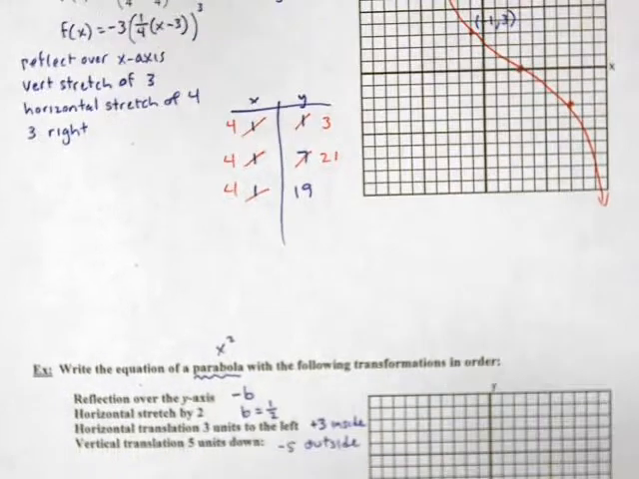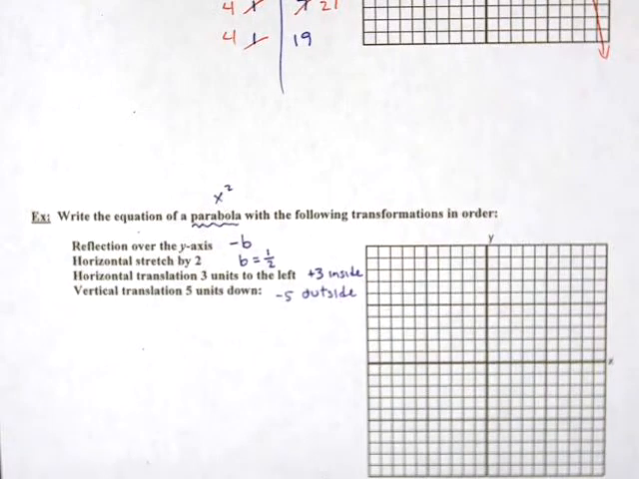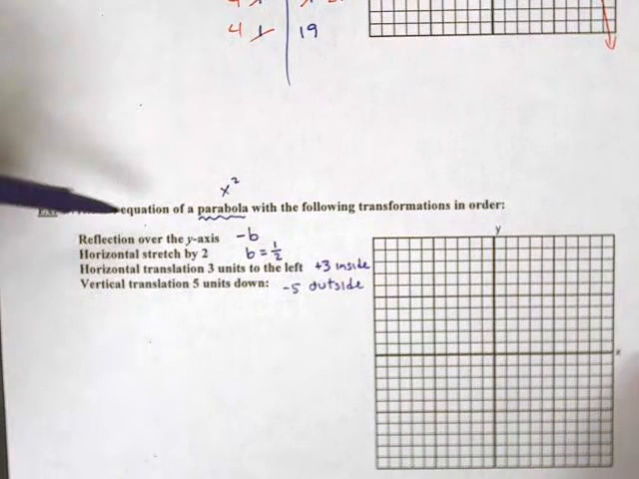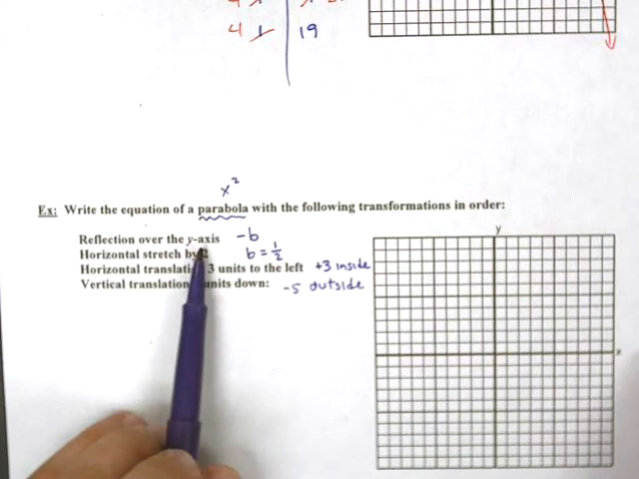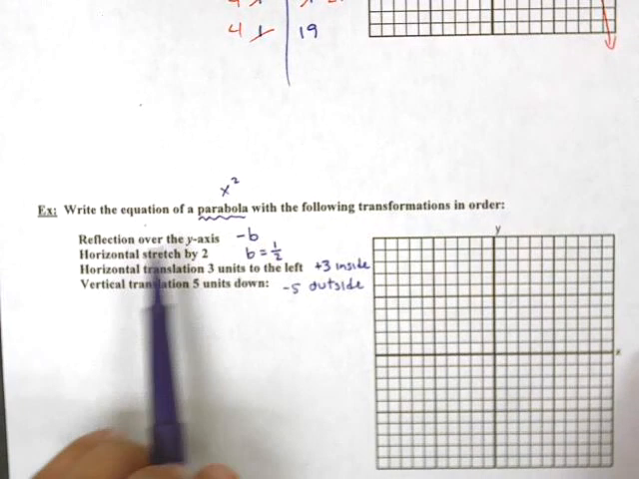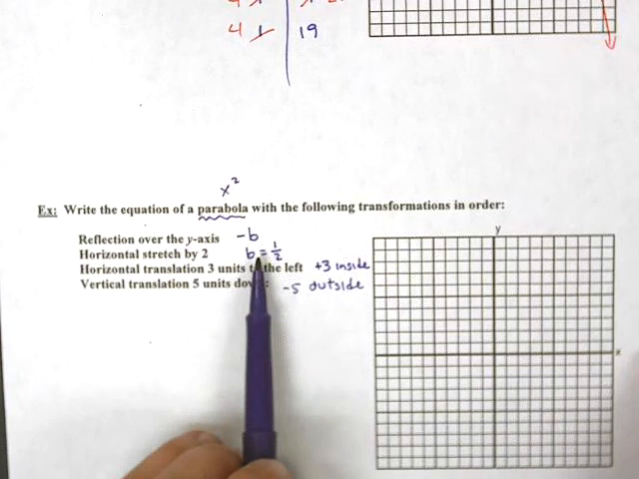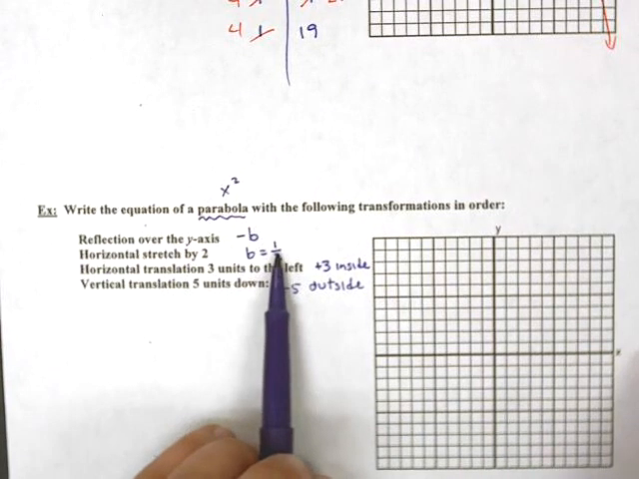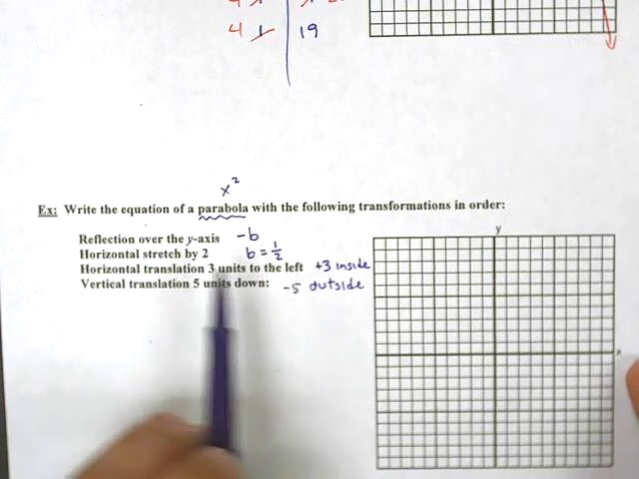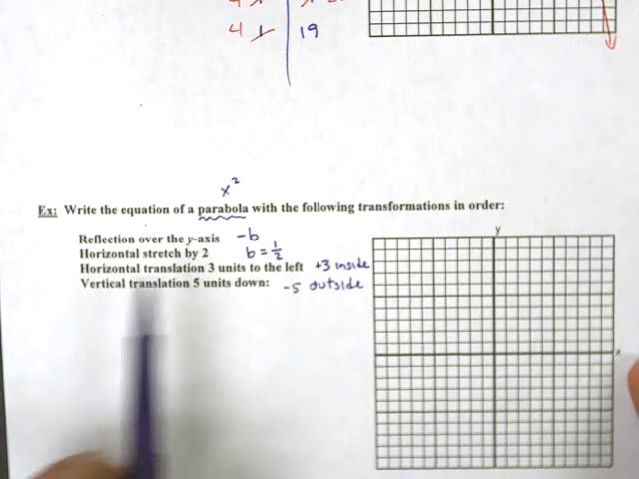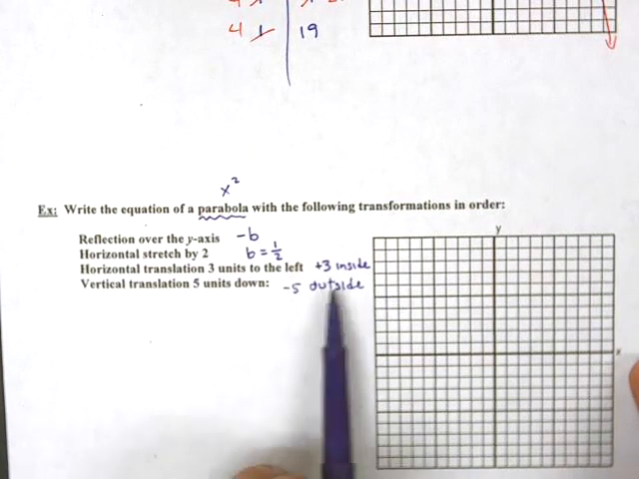Oh, I just realized you couldn't see any of that. All right, pause for a second. Take a look. I'm going to talk through this again real quick. Write the equation of a parabola, x squared. Reflection over the y-axis, -b, right? We know a reflection over the y-axis has to be inside the function. Horizontal stretch by 2. B is equal to 1/2. Again, horizontal stretches are kind of the opposite of what you think. Horizontal translation, 3 units to the left, +3 inside, and then -5 outside.